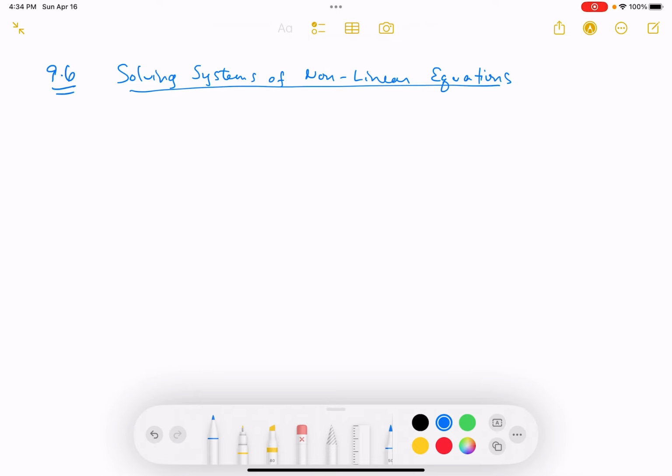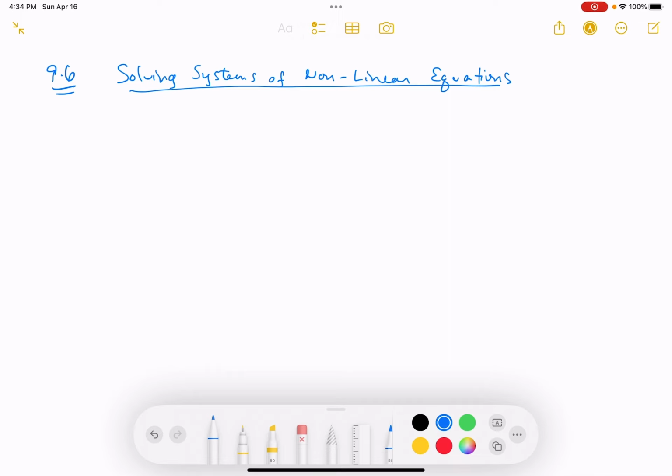I think it's straightforward enough that I could work out a problem here with you, show you what it looks like, and let you try a few on your own. I think we can get by without me being there today to at least get this started. So we're talking about solving systems of nonlinear equations.